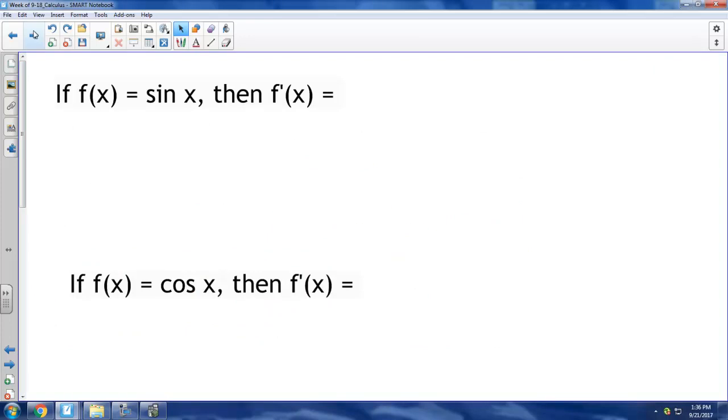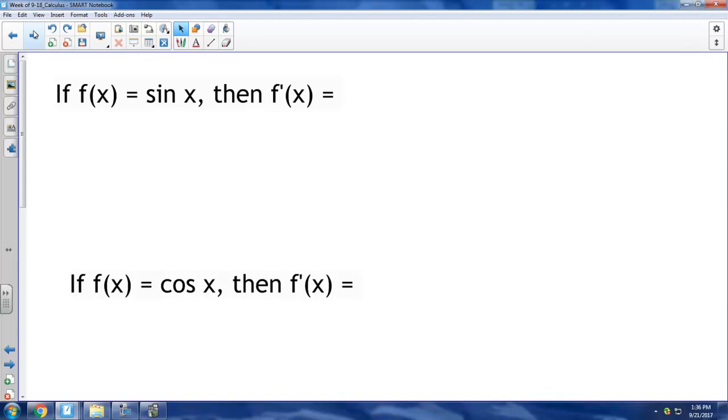Okay, so next we're going to get into just a couple of trig functions. So I want to talk about sine of x. And if you were going to derive sine of x, this is something we could probably memorize at this point. These two you're really going to want to memorize. The derivative of sine of x is cosine of x.